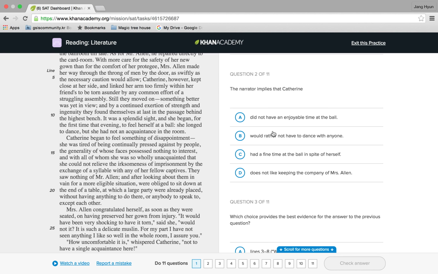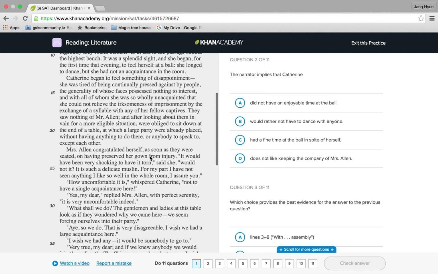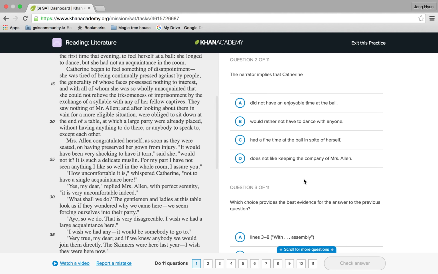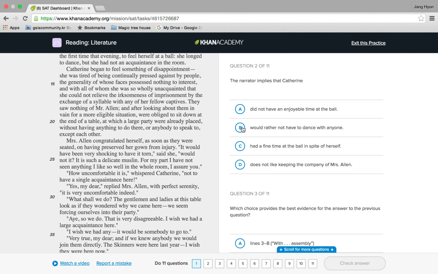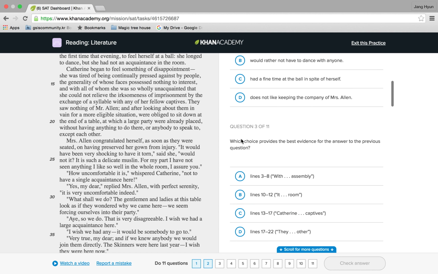Catherine had a fine time at the ball in spite of herself? Wrong. No, she did not. Keeping the company of Mrs. Allen? No, she's her friend. Had a fine time? No. Would rather not have to dance with anyone? No. Did not have an enjoyable time at the ball. Yep. So B, A. I know what's next.